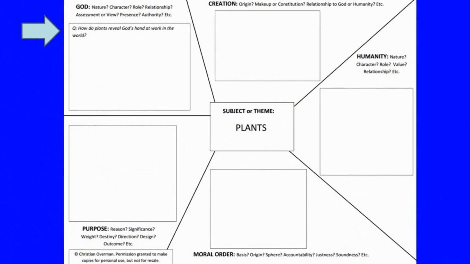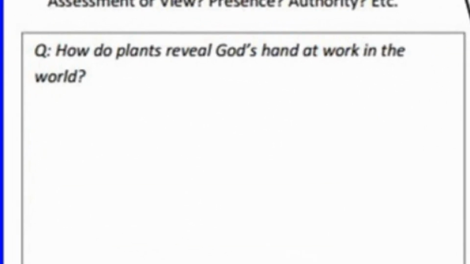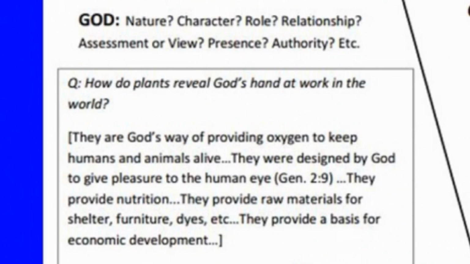For example, this person put up this under plants. How do plants reveal God's hand at work in the world? All right. Now, after you write that question down, then you want to jot down your answers to that in shorthand. Because what if you ask the question to the class and they're all sitting there with their jaws open? You want to be able to have something to get the juices going, so you want to throw out a little bit. And so this person, they were prepared in case there's big silence there. This teacher wrote down, plants are God's way of providing oxygen to keep humans and animals alive. Wow, that's the work of God in the earth.